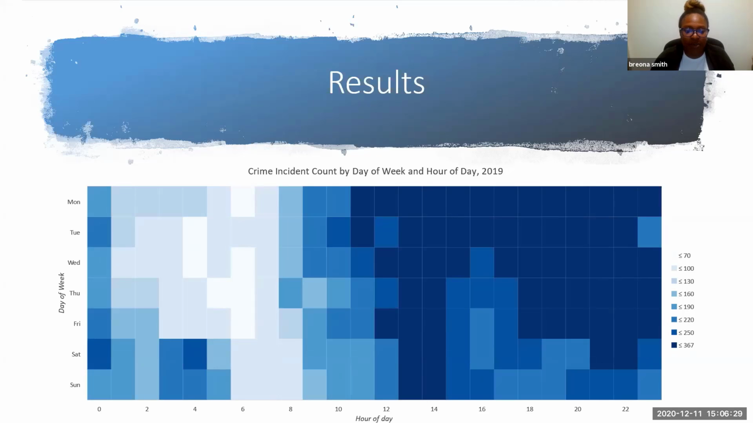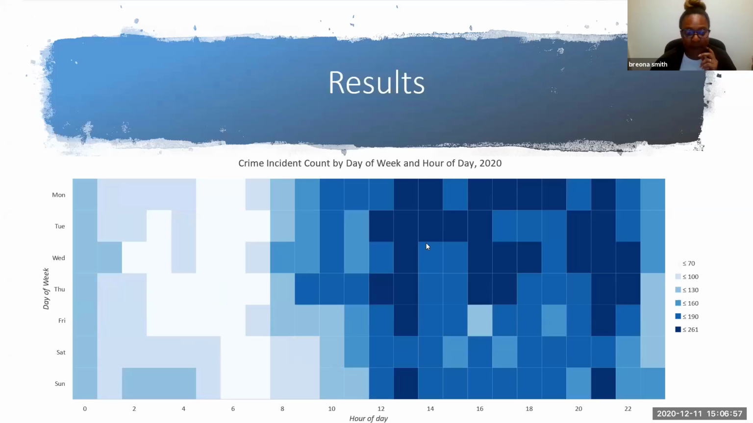The same trend can be seen in 2019. It shows that 10 a.m. to 10 p.m. has a numerous number of dark shade blocks, showing that there is an increase of crime between those times. And as I said before, the 0 to 9 a.m. window shows that there is less crime between that time window.